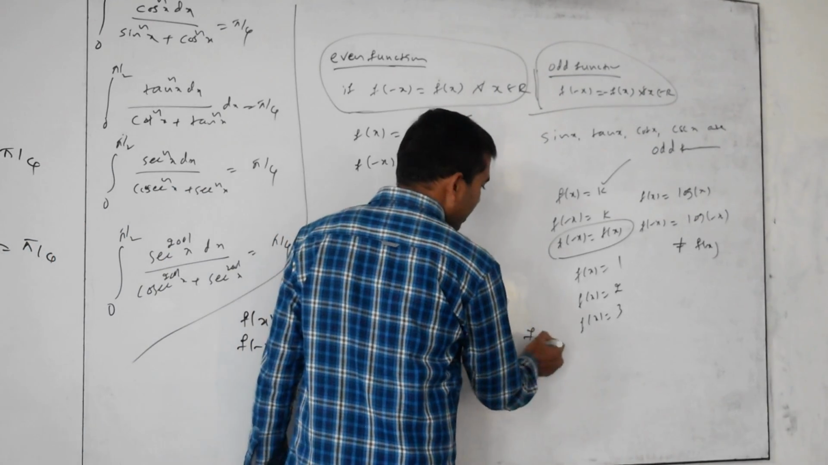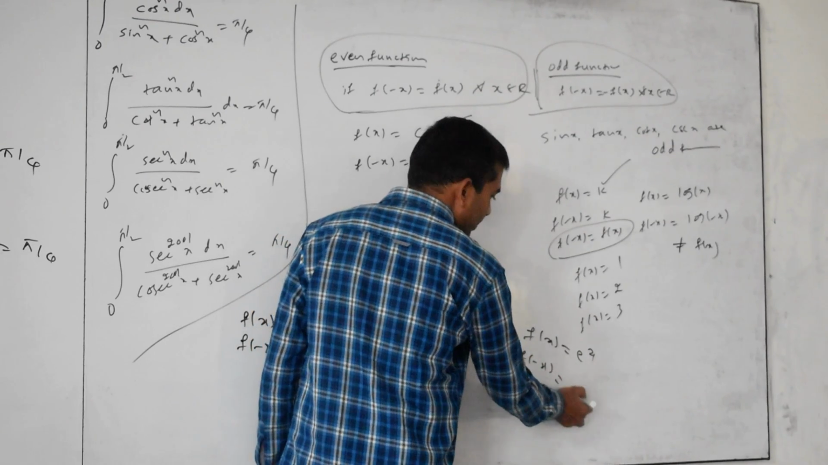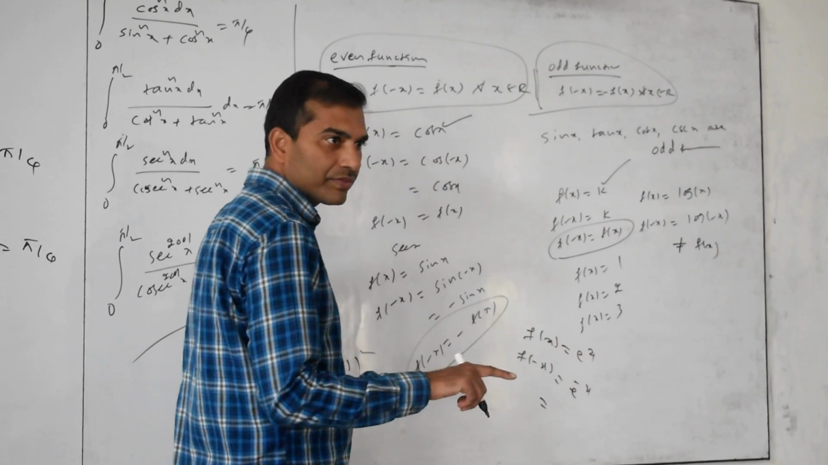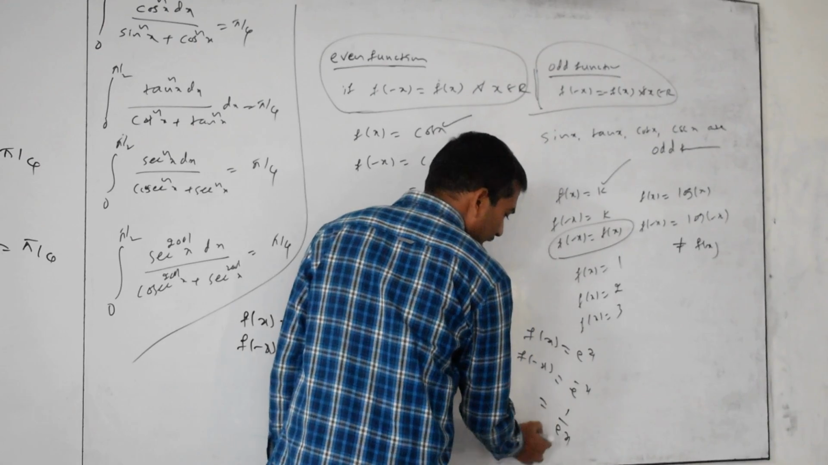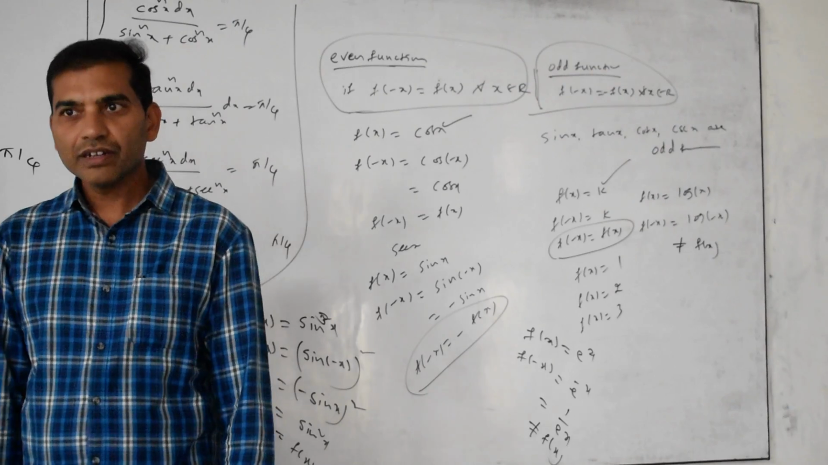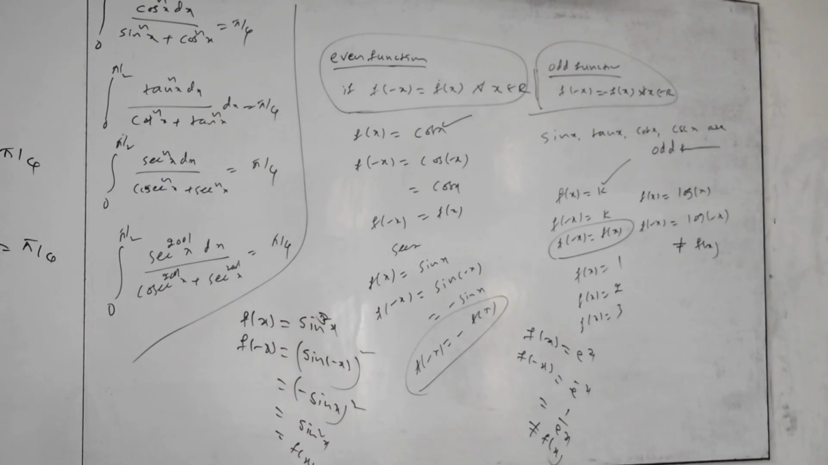What about e power x? f of x is equal to e power x. Put x equal to minus x: e power minus x, which is equal to minus e power x? No, 1 by e power x. That means it is neither f of x nor minus f of x. So neither even nor odd. Are you following?